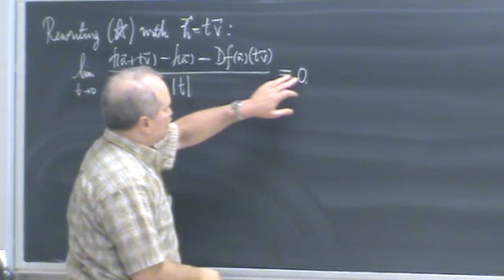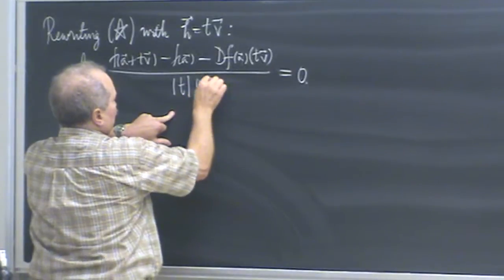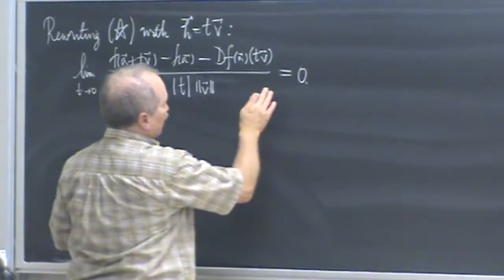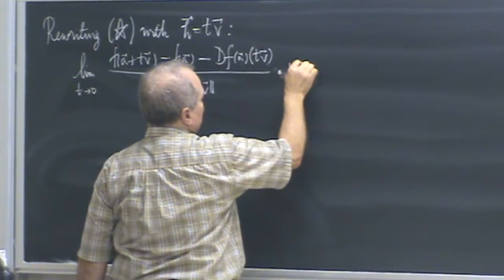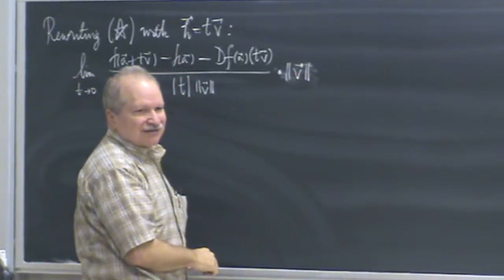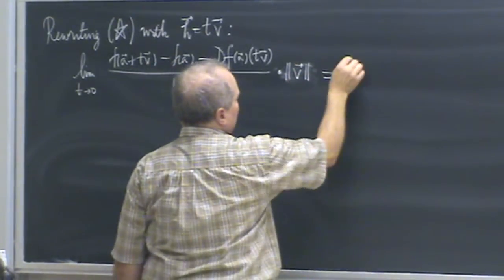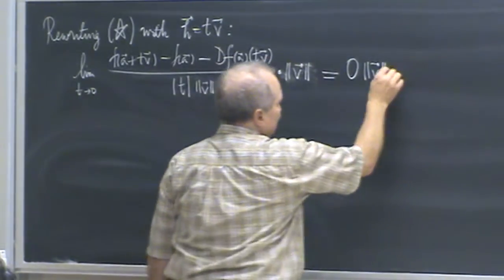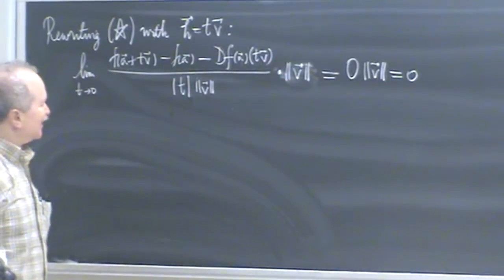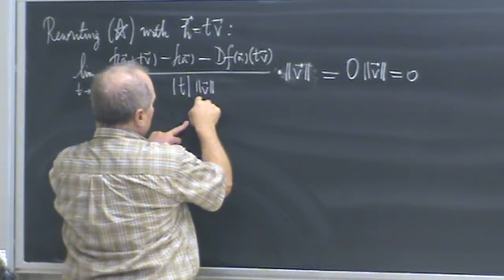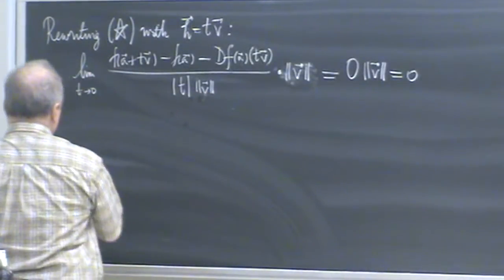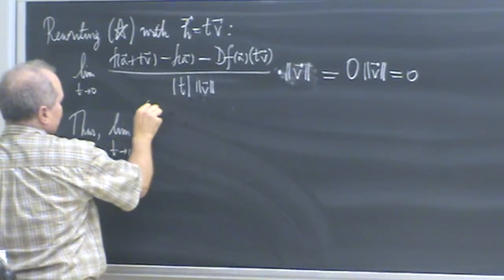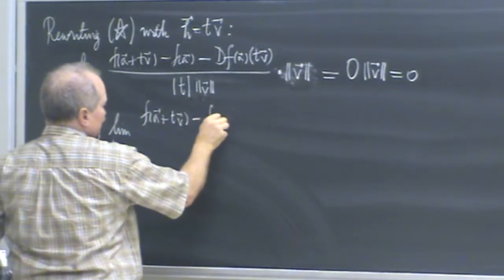How do I get rid of the magnitude of v here? Multiply. This is a constant. So I can multiply the whole thing by that constant. And what do I get? I get 0 times that constant, which is still 0. Very good. So what this does is it allows me to get rid of the magnitude of v in the denominator, and I'm left with something that's looking closer and closer to what I want.